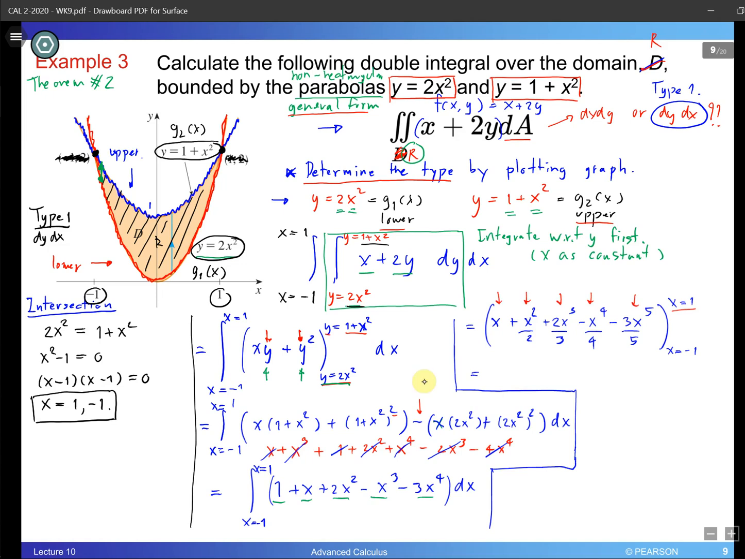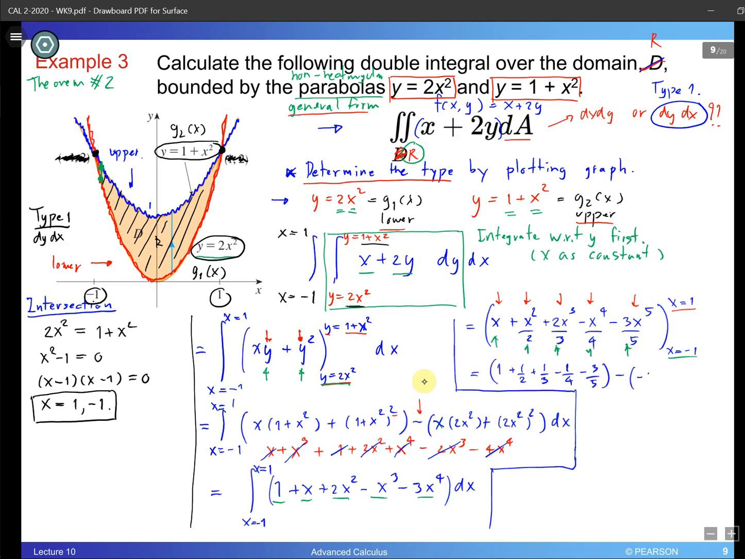So I'm going to get 1 plus 1 over 2 plus 1 over 3 minus 1 over 4 minus 3 over 5. That's the first term. Now, I work on this one. X equal to minus 1 goes in here, here, here, here, and here. So I get this minus sign at the front.